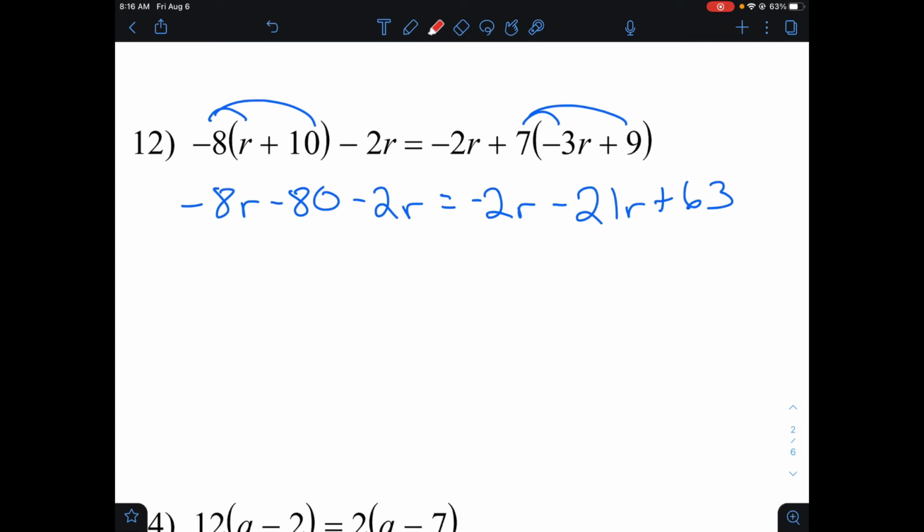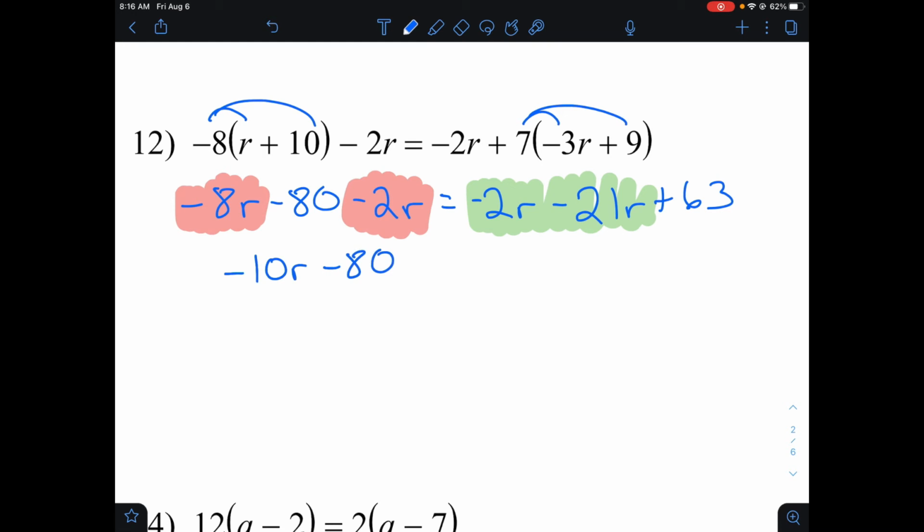Now, here I'm going to have to combine some like terms before I start moving things to other sides of the equation. So here, on the left-hand side, I have a negative 8r and a negative 2r that I have to combine. And then on the right-hand side, I've got a negative 2r and a minus 21r that I can combine. So negative 8 minus 2 is going to give me a negative 10r. I'm going to do minus 80 equals, and then I'm going to end up with negative 23r plus 63. So now I'm going to go ahead and get all of my variables on the same side. So I'll add 23r, which is going to give me a 13.